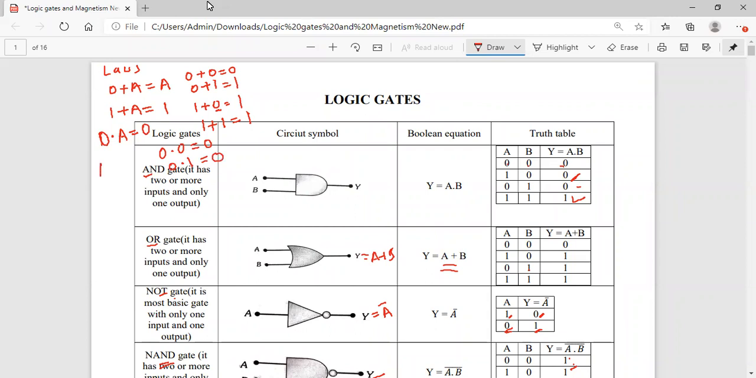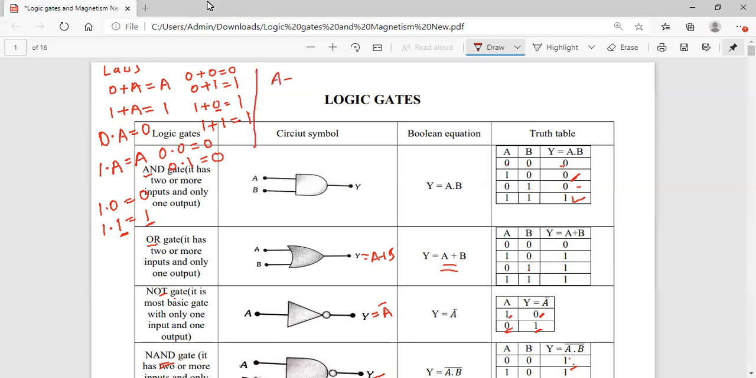Next one, 1 into A equals A. Example: 1 into 0 is equal to 0, and 1 into 1 equals 1. If you put A equals 0, the output is also 0, therefore A. If you put A equals 1, the output is also 1, therefore A. Hence, 1 into A equals A. Next rule.